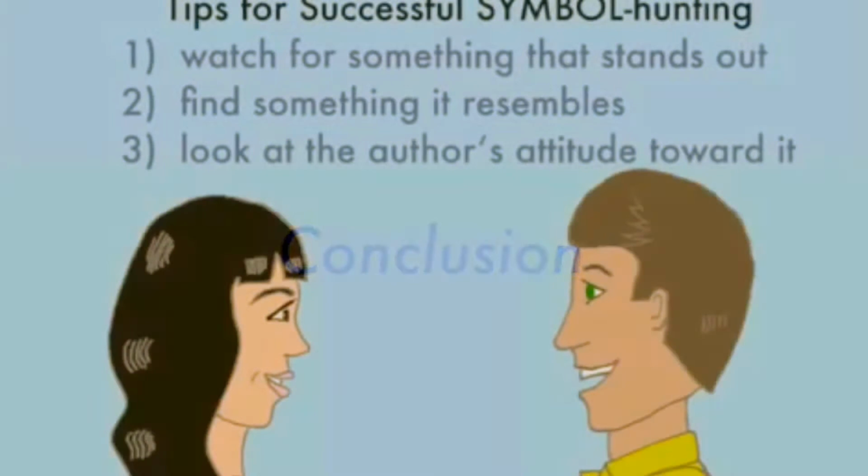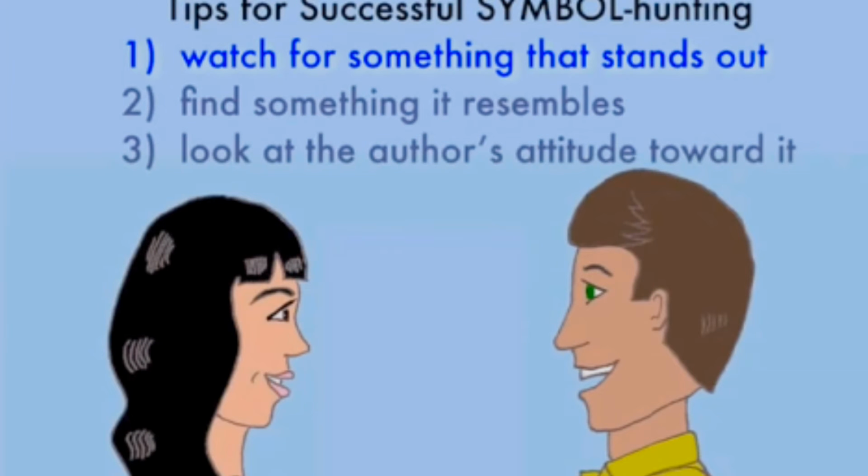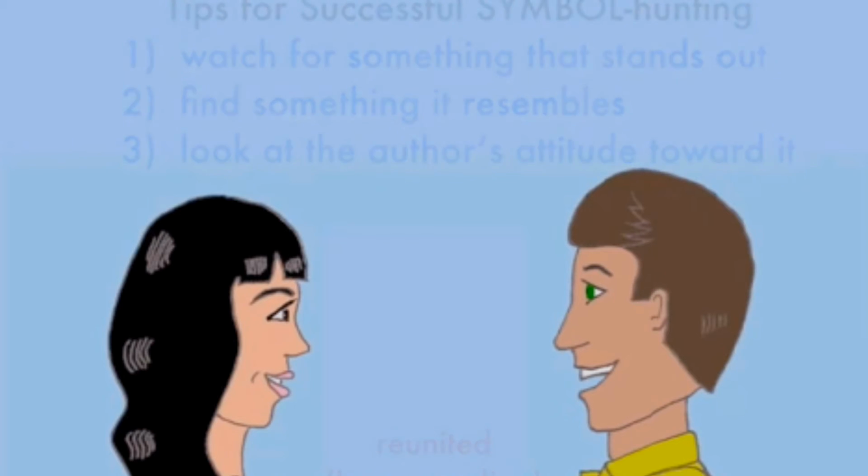Just remember, 1, find something that stands out in the book that seems to call attention to itself and look at the context around it. Next, 2, does that thing resemble something else in the book or in the world in general? One could be a symbol for the other. And 3, look at the author's attitude towards it. Whatever we're supposed to feel about the symbol, we're also supposed to feel about the thing the symbol represents.